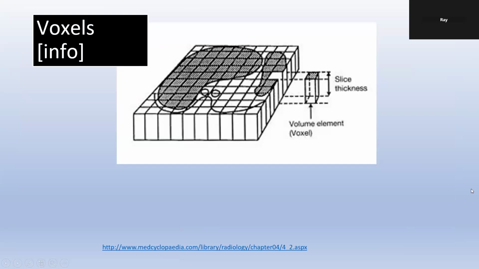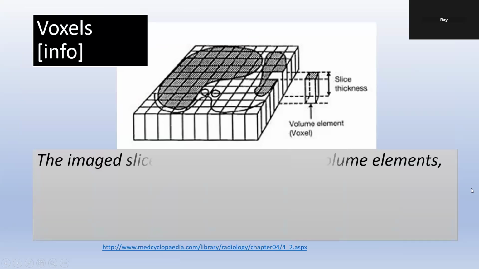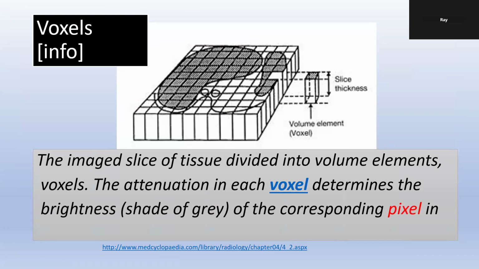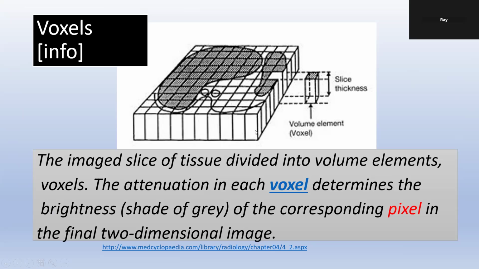This one is for info, just to give you some idea. We break the body into different volumes called voxels. The image of a slice of tissue is divided into volume elements, voxels, and the attenuation in each voxel determines the brightness, the shade of gray, and the corresponding pixel. The final two-dimensional image is of the slice. This is removed from the syllabus already. A lot of things have been removed from the syllabus.